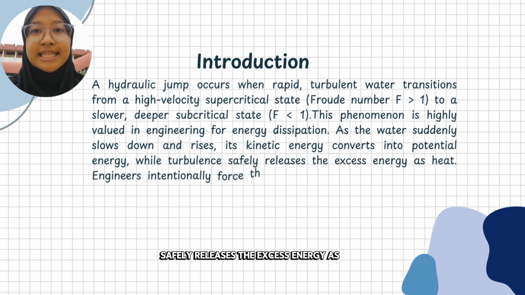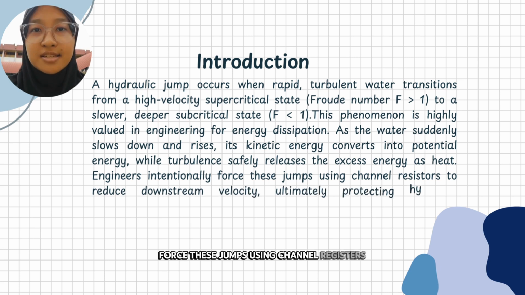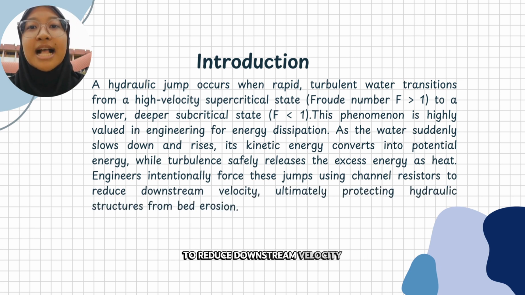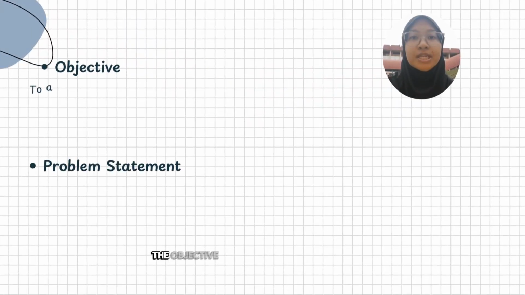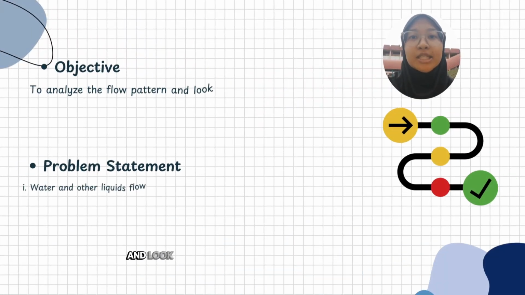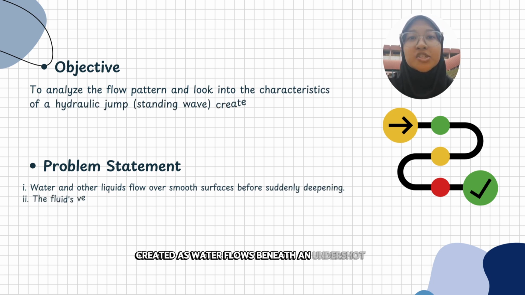excess energy as heat. Engineers intentionally force these jumps using channel registers to reduce downstream velocity, ultimately protecting hydraulic structures from bed erosion. The objective is to analyze the flow pattern and look into the characteristics of a hydraulic jump created as water flows beneath an undershot weir.